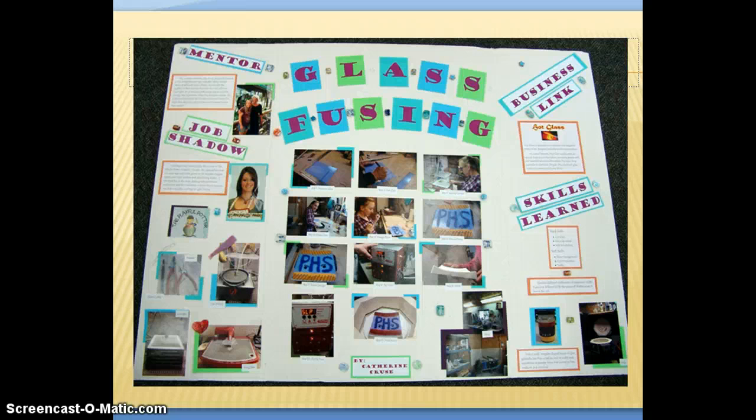So here's an example. I really like her title. It's very catchy, it's easy to read. She's got great steps for her glass fusing. She's also got artifacts. You can't see it very well here, but these are little glass beads that she's put on the board.